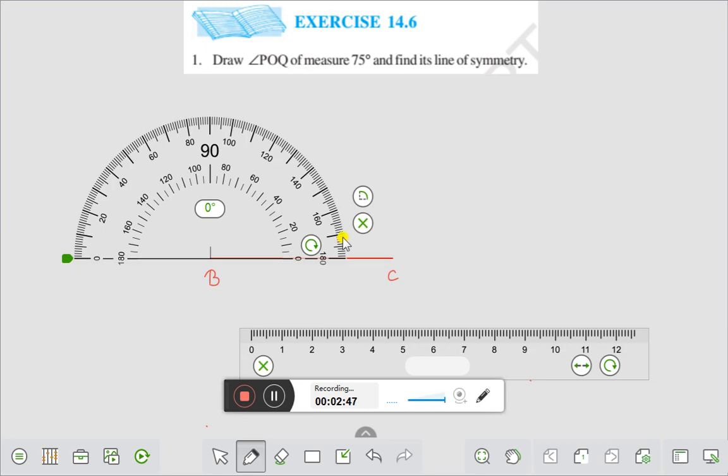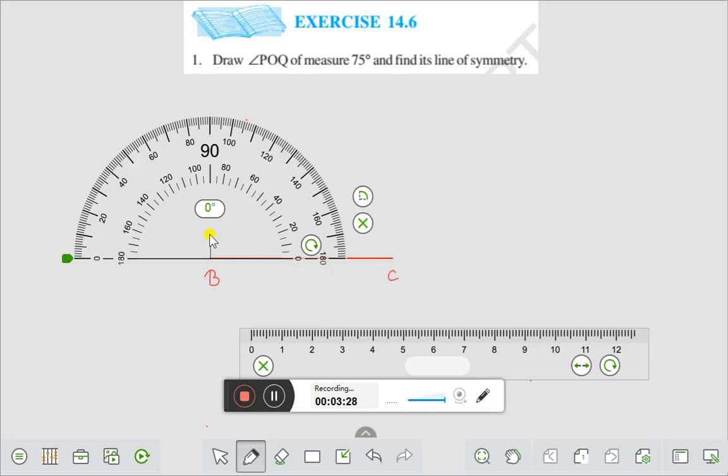I can count from here also. That is 10, 20, 30, 40, 50, 60, 70, 75. This is 75. Here you see this point is 75 and count 10, 20, 30, 40, 50, 60, 70. This is 75, right?